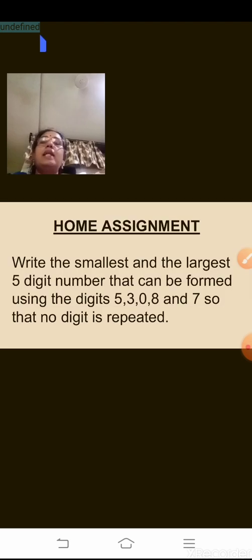Okay. Now here is a small assignment for you. You have to write the smallest and the largest 5-digit number that can be formed using the digits 5, 3, 0, 8 and 7 so that no digit is repeated. Okay, so you have to form the smallest and the largest numbers and see to it that no digit is repeated. You have to form a 5-digit largest and the smallest number.